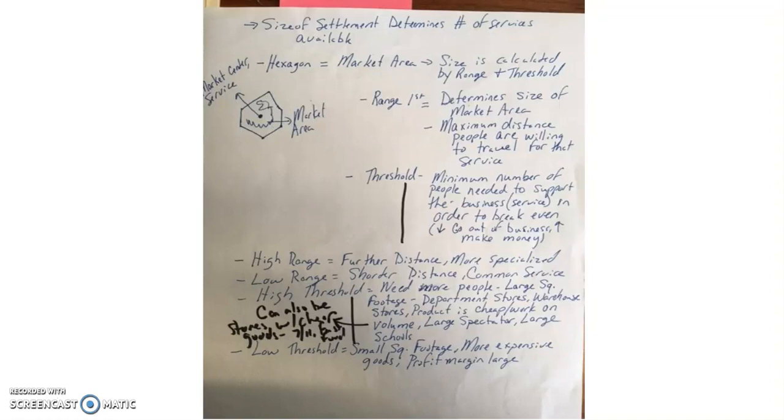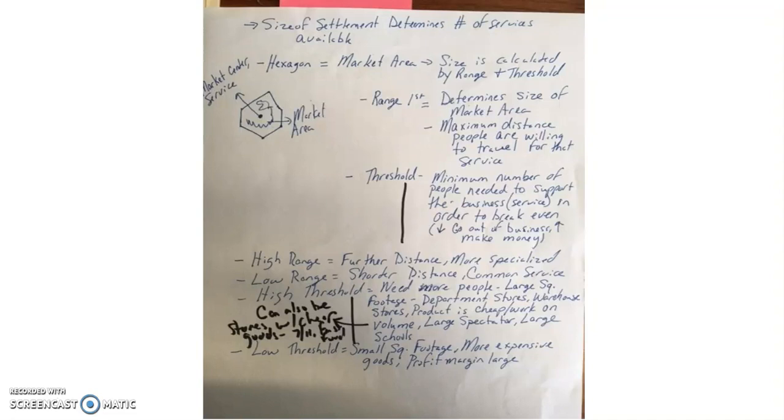So again, the range determines the maximum distance somebody's willing to travel for that service. That gives us our hexagon, and everybody within this hexagon is a potential customer. Then we must determine the threshold. How many people do we need to support our business in order to break even? And at the center of this is what we call the market center, or the central place, or the service. That's the actual service.